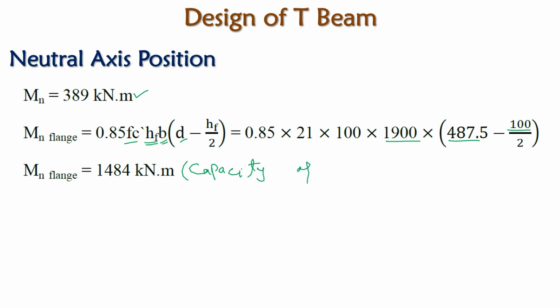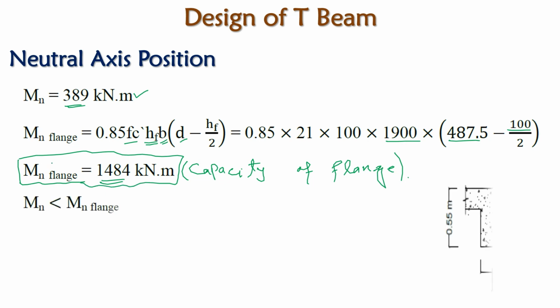When we calculate Mn, it is 1484 kilonewton meters, meaning this is the capacity of the flange. The flange can resist a moment of 1484, but our total demand from the loads is 389. It means the flange alone is enough to resist the applied moments. So what will be the location of the neutral axis? Simply it will be located within the flange. So we have no need to design or consider the web during the design process. We only consider the reinforcement in the web section, but we have no need to design this section because the flange is enough to resist the applied loads or moments.